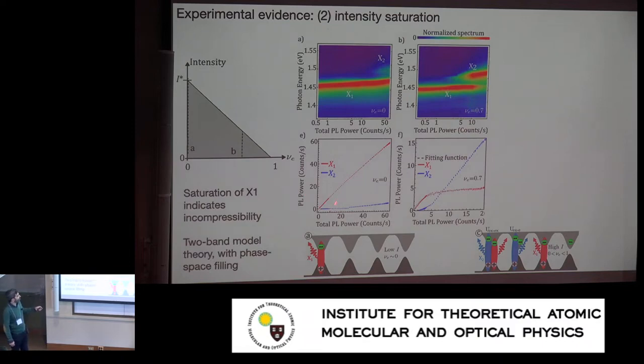We can also look at the profile as a function of the total PL power that we put in the system, whether this X1 would saturate and then X2 would saturate. You can think of them as a shell. So we put one exciton per site, and then once it's filled, we go to the next shell. And then once that's filled, we go to the next shell. Yes, there was a question.